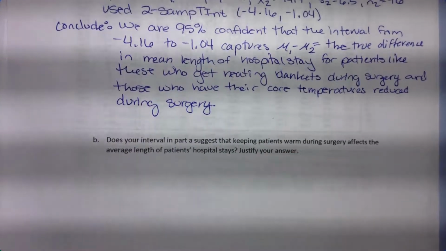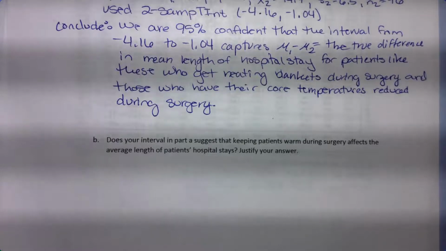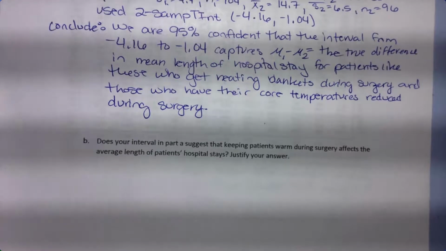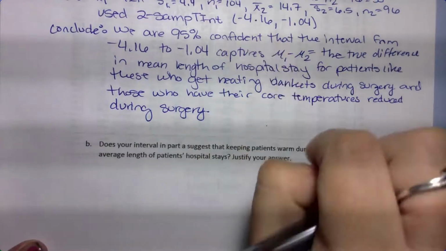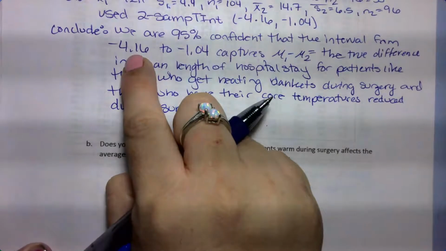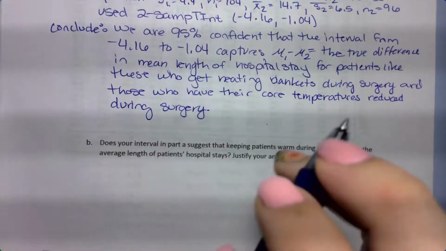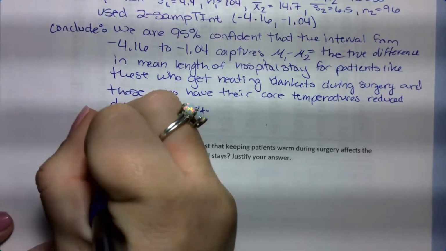Okay, so B is asking if my interval in part A suggests that keeping patients warm during surgery affects the average length of the patient's hospital stay, and then justify my answer. And I'm going to look at my interval again. So that was negative 4.16 to negative 1.04. So because 0 is not in this interval, we have convincing evidence.